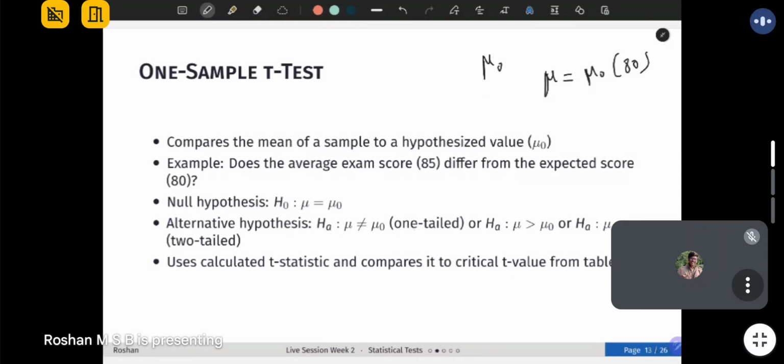I think there is a mistake in the slide. Can anyone say what the mistake is? Here you have written one tail, but mu not equal to mu zero is basically two tail. Yes, this is actually two tail, and this will be one tail.